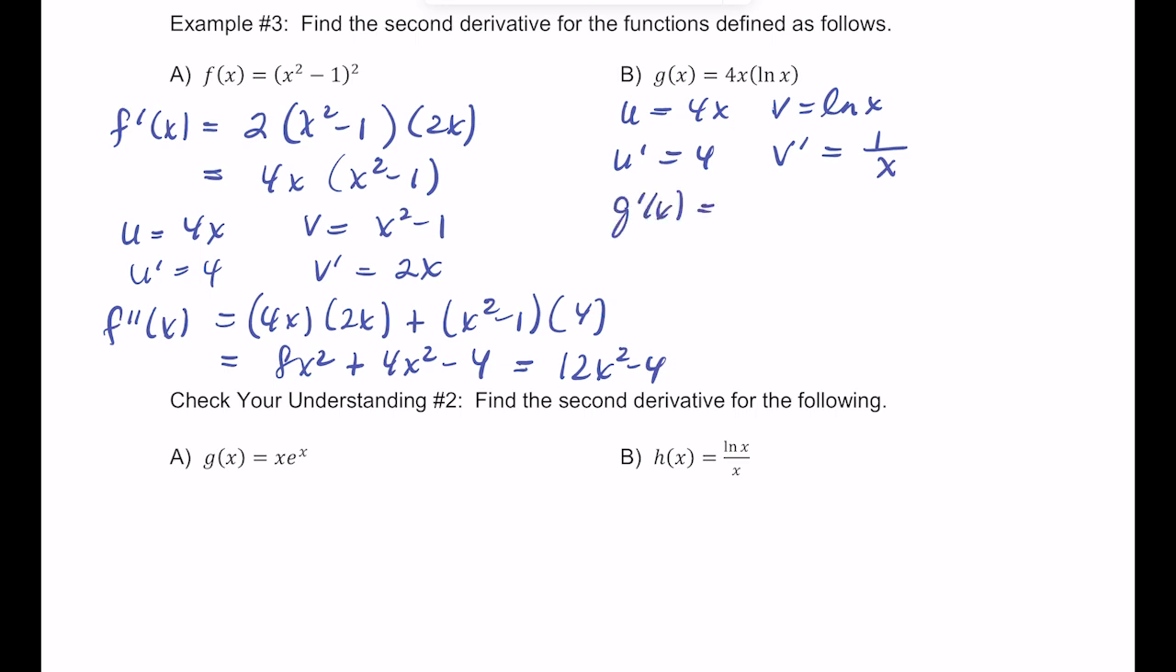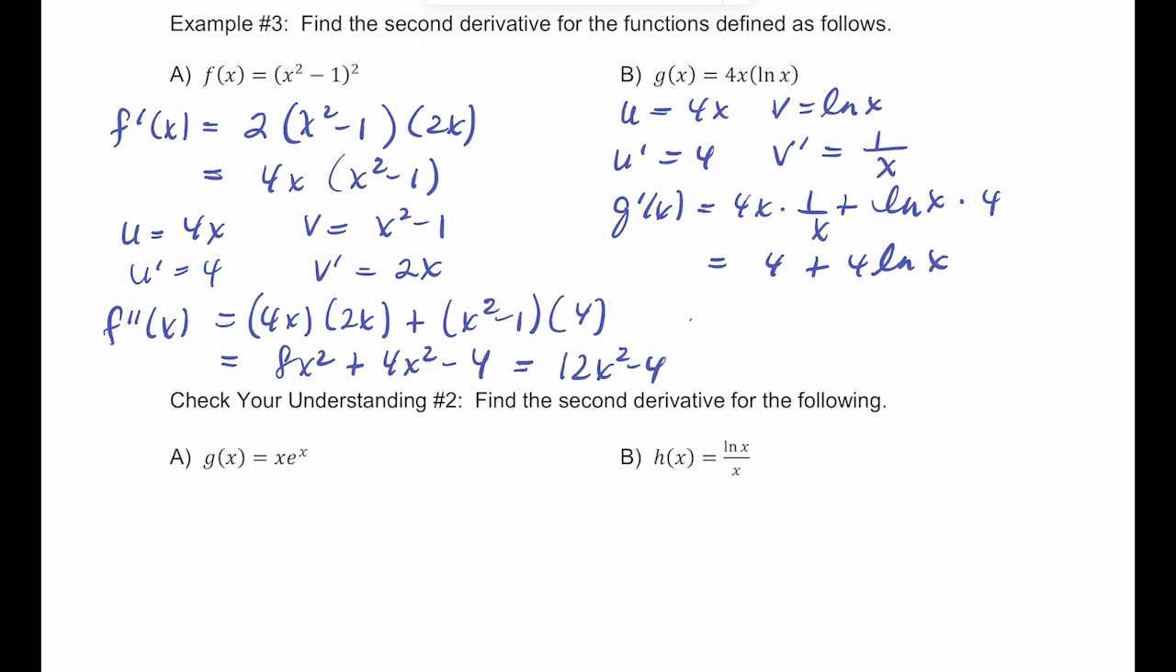So to find my derivative, I'm going to have 4x times 1 over x plus the natural log of x times 4. So that would just give me 4 plus 4 times the natural log of x.